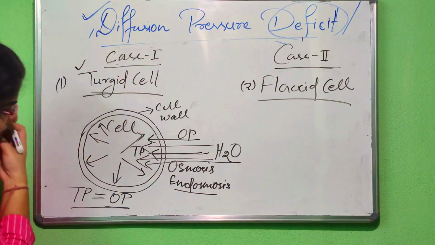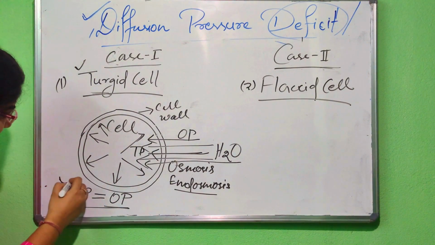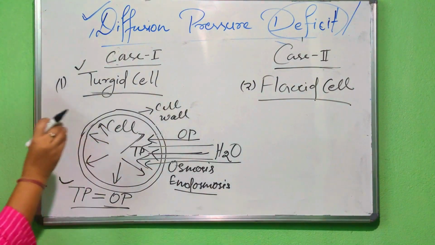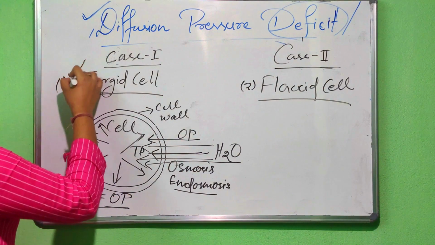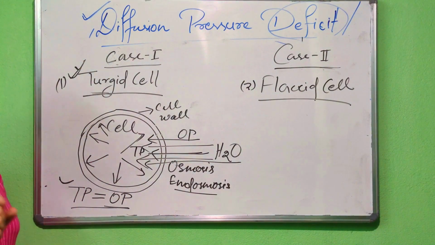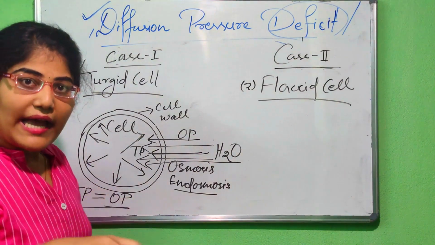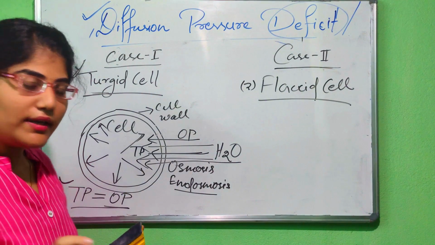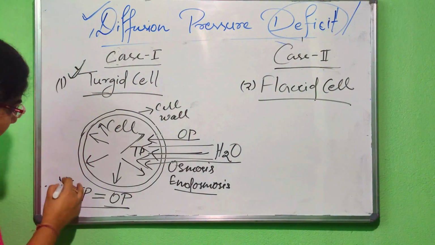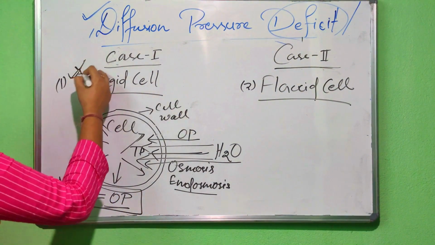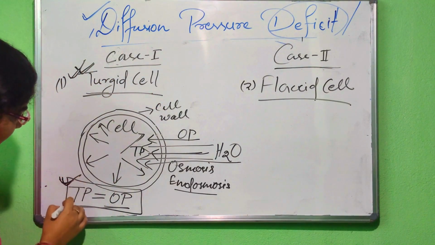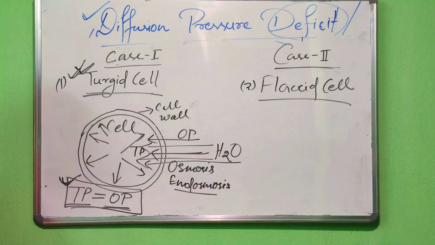This is the first case. In our second video we will discuss some mathematical questions about case 1 and case 2. Today we discuss only the formulas. In our next video I will explain some of the mathematical questions also. It is case 1, the turgid cell. If your question says there is a turgid cell, then TP is always equal to OP.